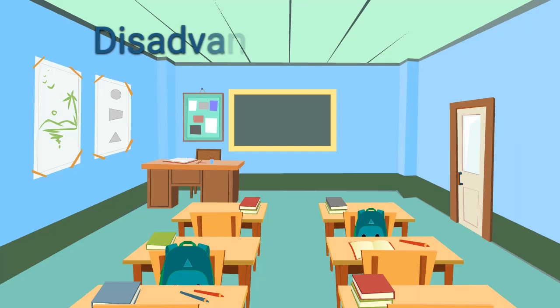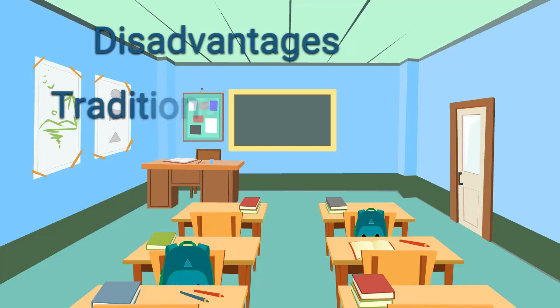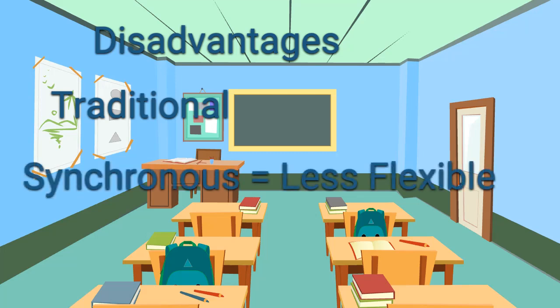Now, on to several disadvantages for each method. The traditional classroom, the disadvantage is that it's synchronous. That is, it's set. It's less flexible. You do not get to decide when and where the learning occurs. That is settled for you. Usually it's something like Monday and Wednesday or Tuesday and Thursday at a predetermined time lasting for an hour and 15 minutes or thereabouts. You have to be in that classroom at that time or you miss out.